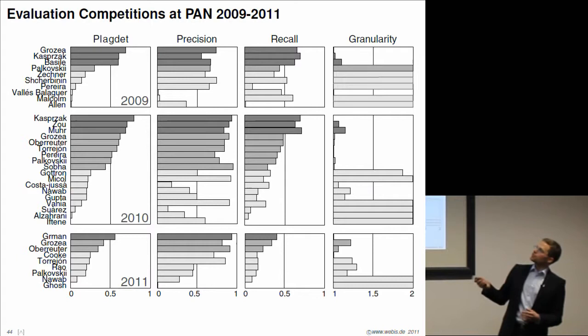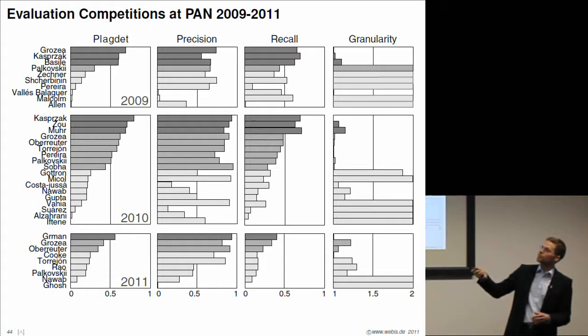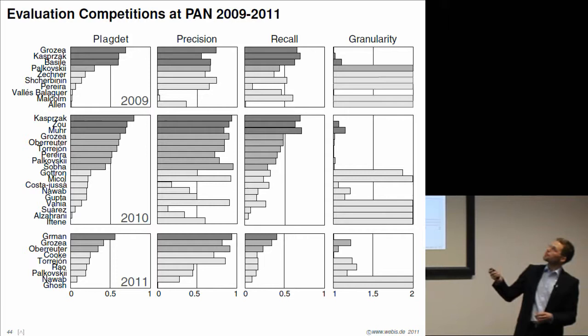We had many participants over the time, more than 30 have taken part, and sometimes some of the participants more than once. And these are the results we got for the four measures. Well, as you can see, there are some who perform good, some who perform bad, and this is to be expected. Most importantly, the newly introduced measure granularity.